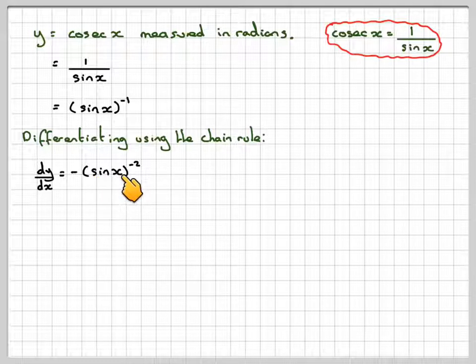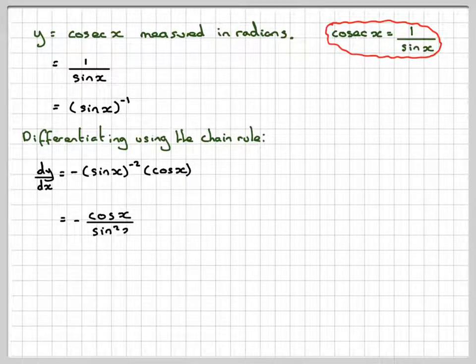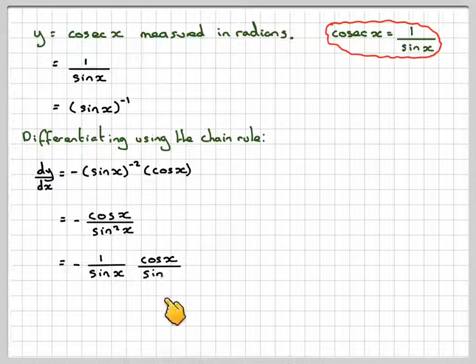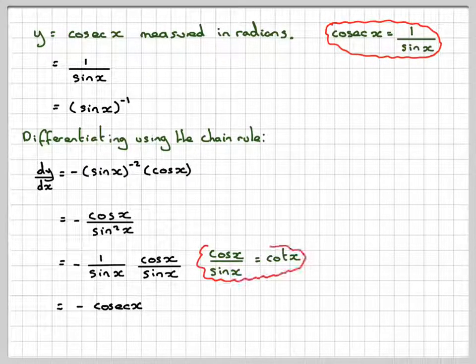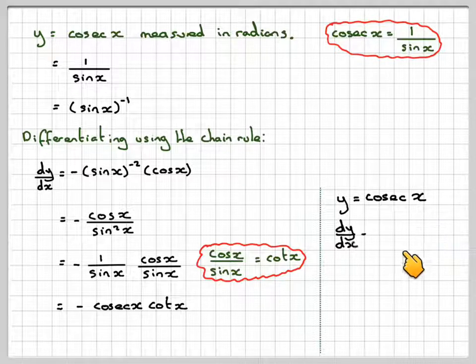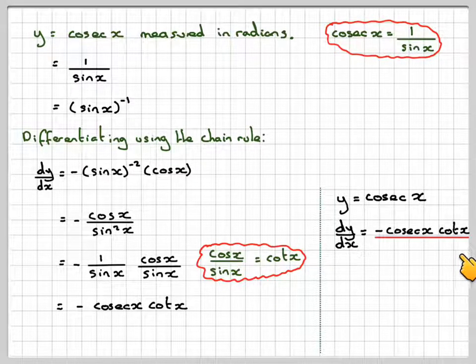Then we differentiate sine, we get cos. So this one will be negative because there's only one negative sign. So we're going to get minus cos x over sine squared x. And we can split that up into minus 1 over sine x times cos x over sine x. 1 over sine x is cosec x. So we've got that minus sign there, minus cosec x. And cos over sine is going to be cot x. So we've got minus cosec x cot x as the answer. So if y is equal to cosec x, dy by dx is minus cosec x cot x.